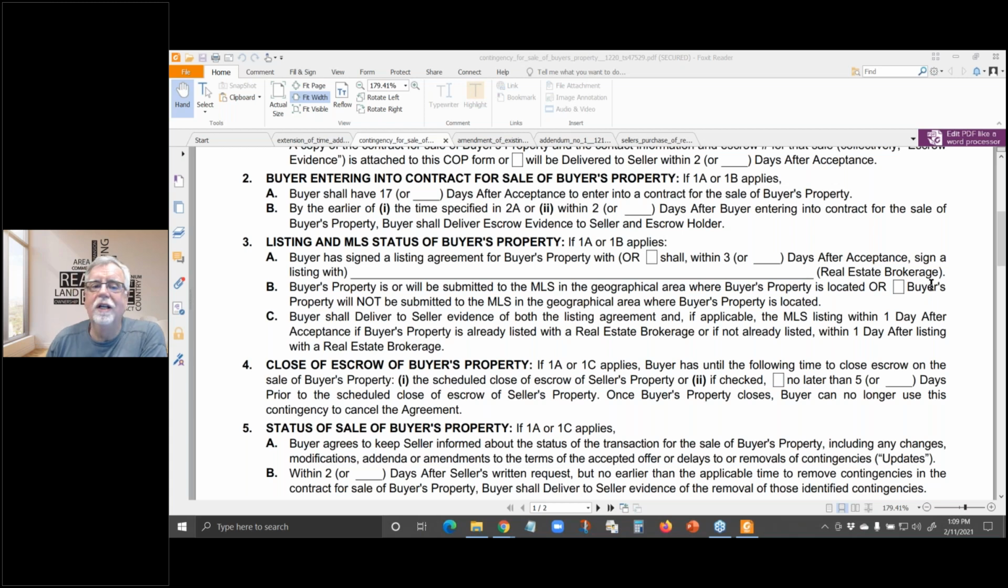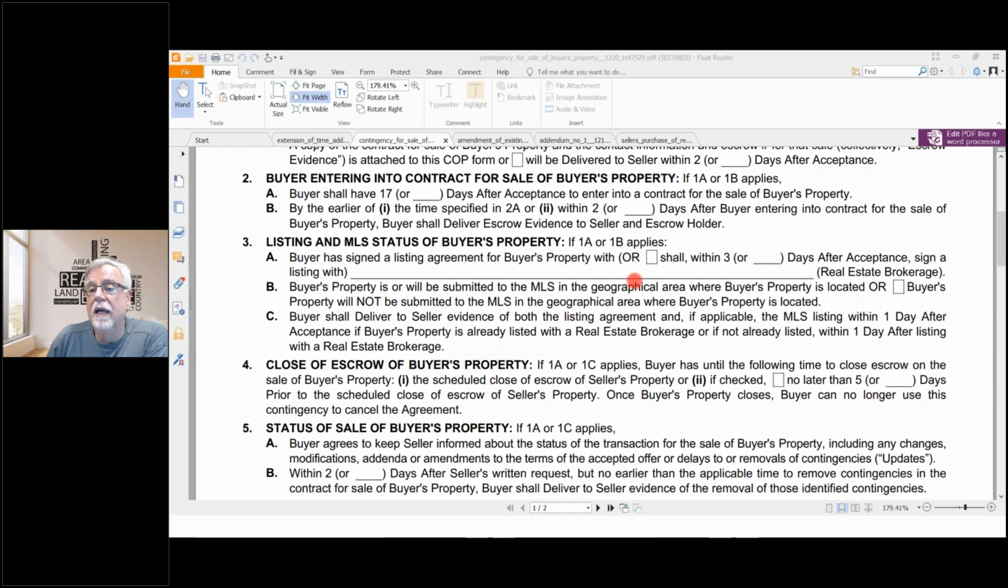That's not good if it isn't already a signed listing agreement and in the multiple listing service. Buyer's property is or will be submitted to the MLS. You don't want to check the box that the buyer is not, unless you're double ending it and you already have a buyer. Buyer shall deliver to seller evidence of both the listing agreement and applicable MLS listing within 1 day of acceptance if buyer's property is already listed with the real estate brokerage, or if not already listed, within 1 day after listing.